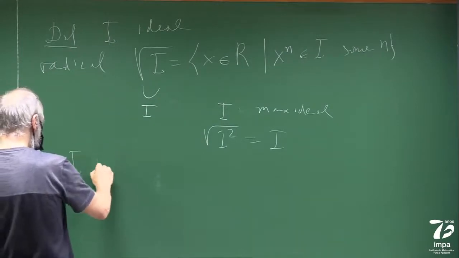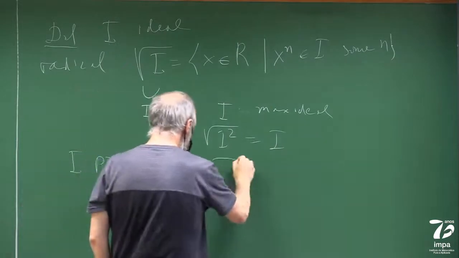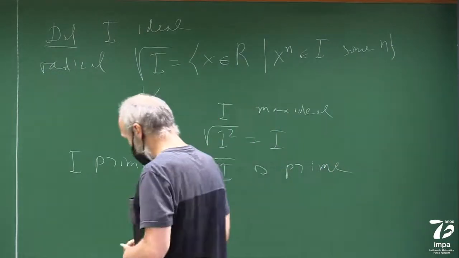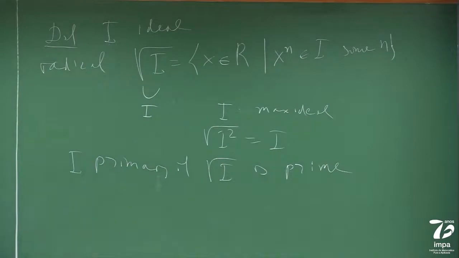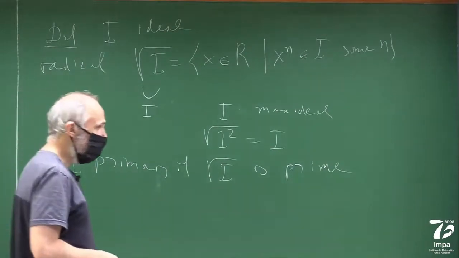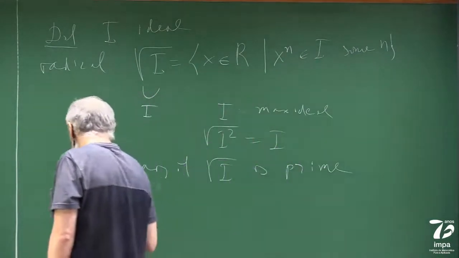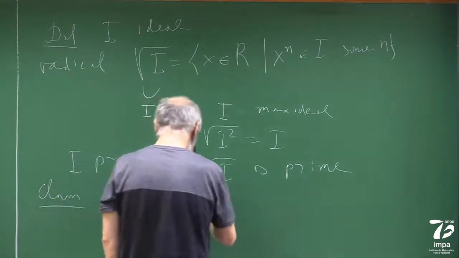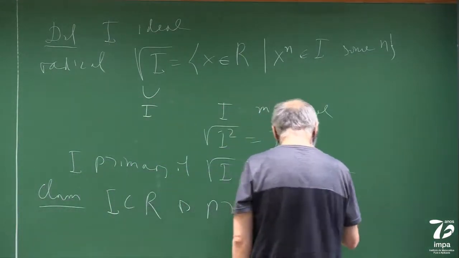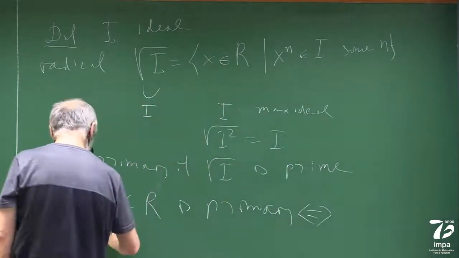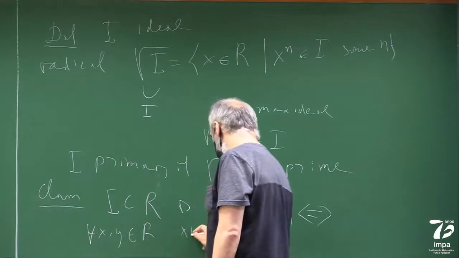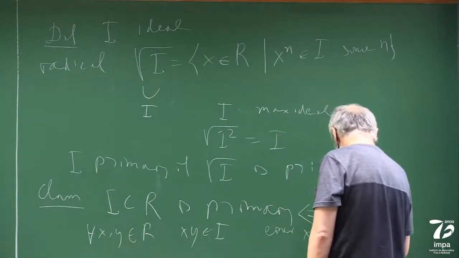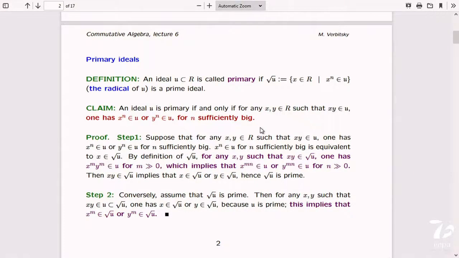Now, I is primary if its radical is prime. And I'm going to tell you the theorem of Lasker and Noether about primary decomposition. Before I do that, let me tell you another characterization of primary ideals equivalent to that, and it's elementary. So, claim: I inside R is primary if and only if for each x and y in R such that xy belongs to I, either x to the power n belongs to I or y to the power n belongs to I for some n very big.